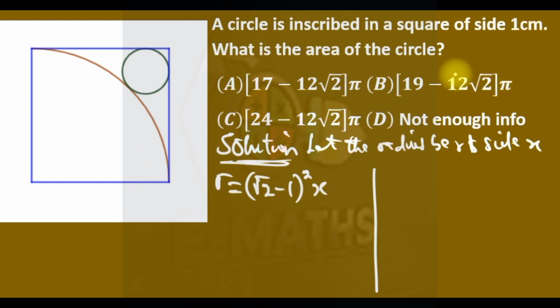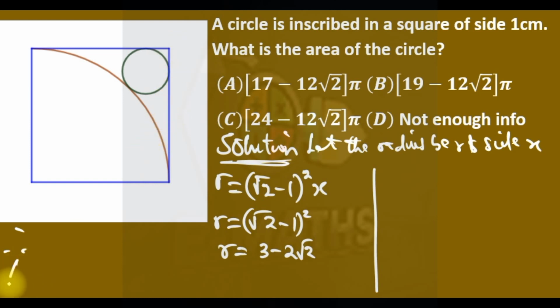Okay, from here they say the side is 1, so the radius is (root 2 minus 1) squared. x is 1. Therefore, the radius, let's just finish this up, is 3 minus 2 root 2. So that's the radius of this circle.